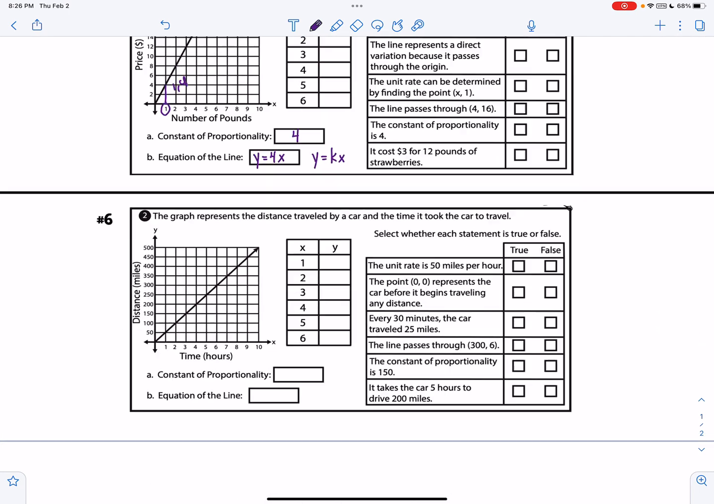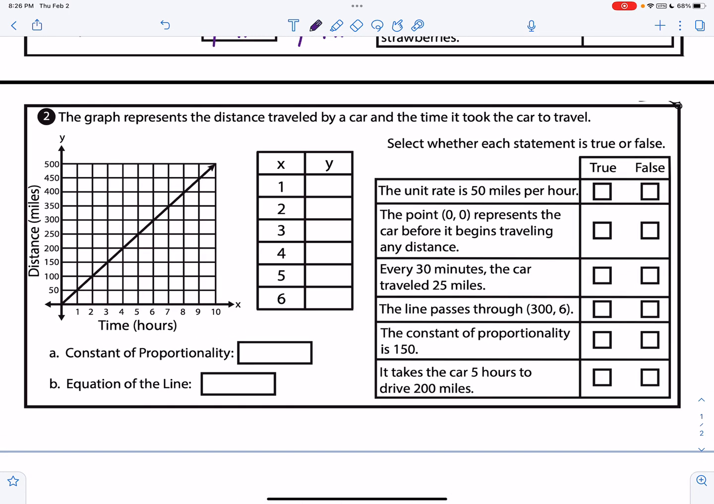So same idea down here. Just pay really close attention. Like this says every 30 minutes, but this is in hours. And so you have to sort of think about that minutes and how it relates to the hours when you're answering that question. Okay, so hopefully that helps a little bit. Let me know.